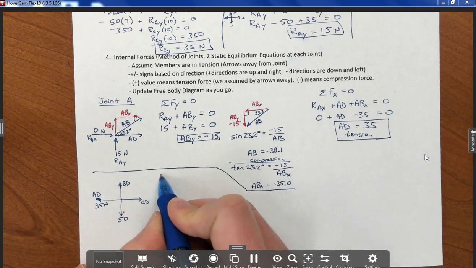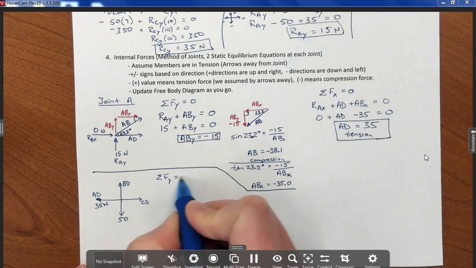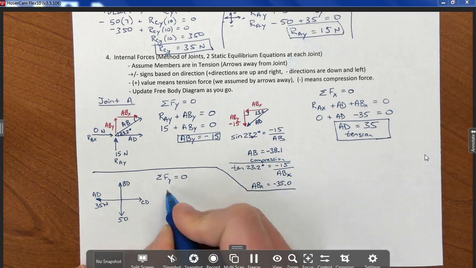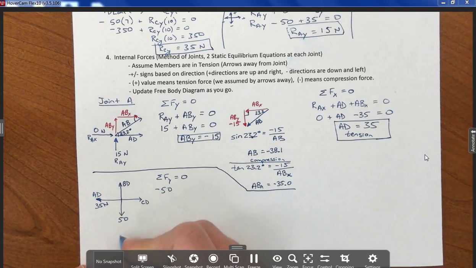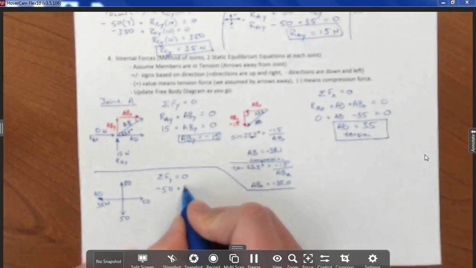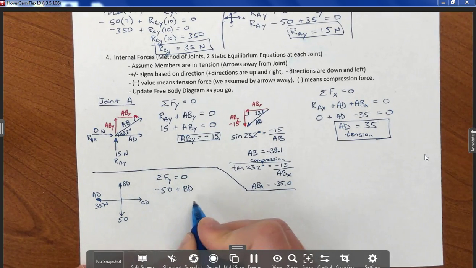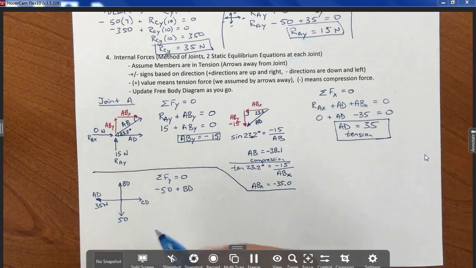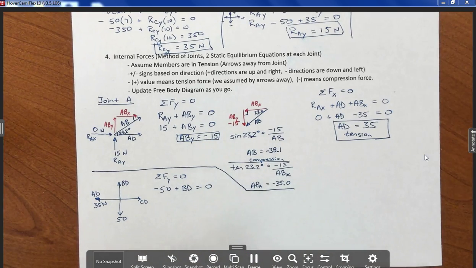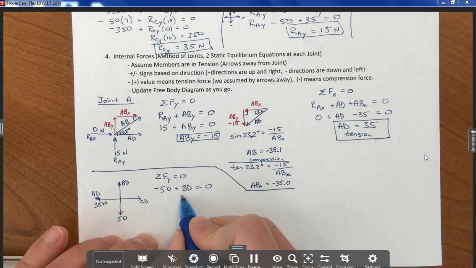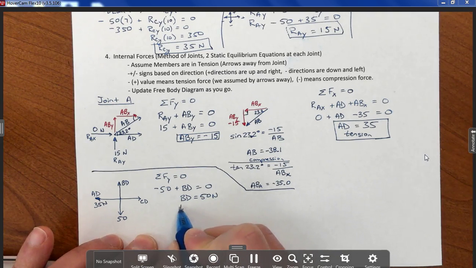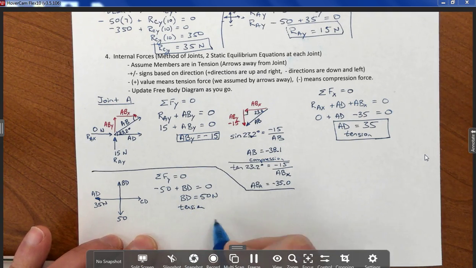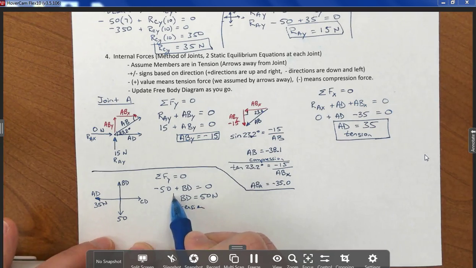So when we say that the sum of the forces in the y direction is 0, well, that's the load of 50, and because it's down, that's a negative direction, so we're going to have a negative 50 because of the direction down, plus BD, okay, not really the vertical component, it is vertical itself, so those have to make 0. So not hard math here, just add 50 to both sides and you find out that member BD is 50 newtons, and that's positive, so that's tension. All right, so there you go, that's another member.